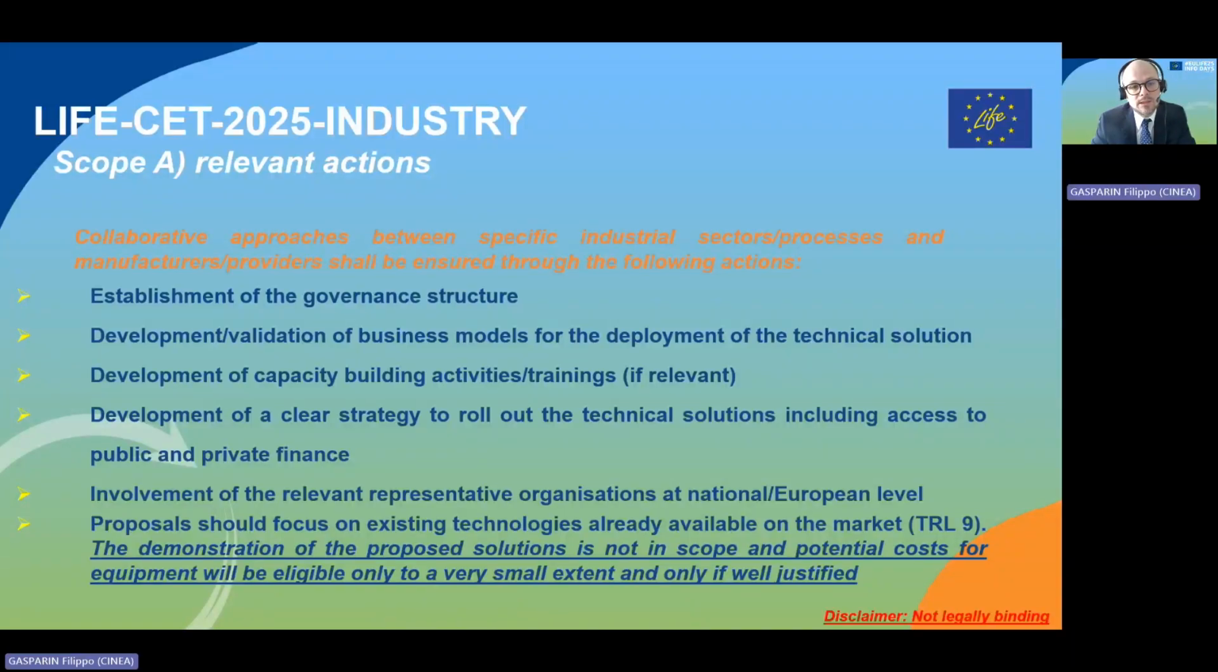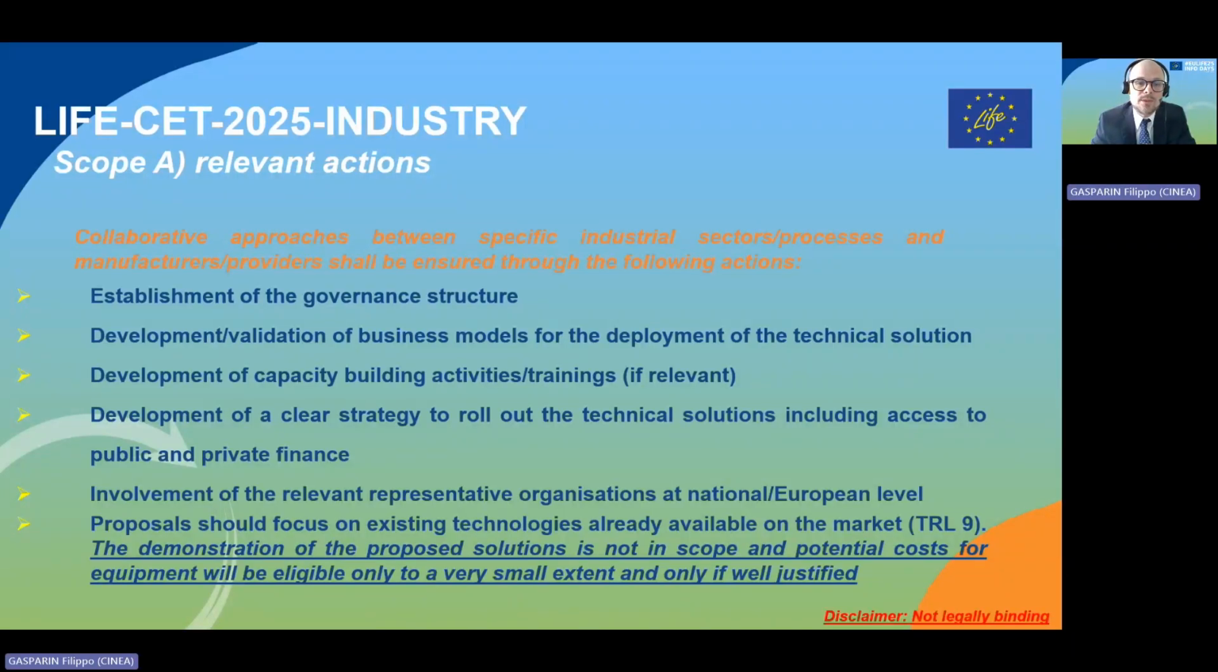Then it is about the development and validation of business models that shall run to foster the deployment of the technological solution, and also to develop capacity building activities and trainings, of course, whenever relevant, to speed up the market uptake of such technology, for instance, through the development of installers' guidelines.